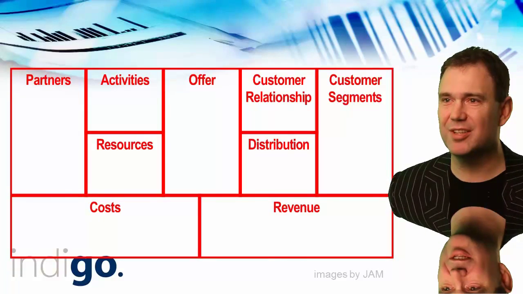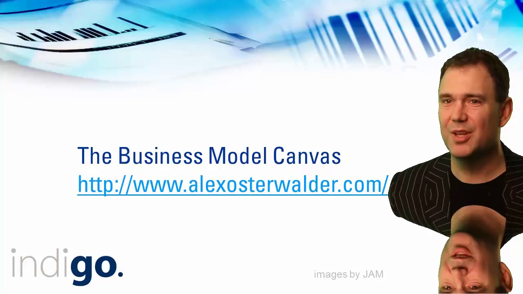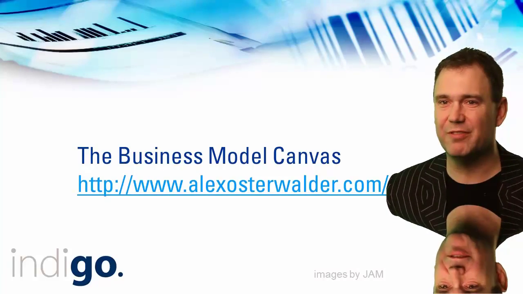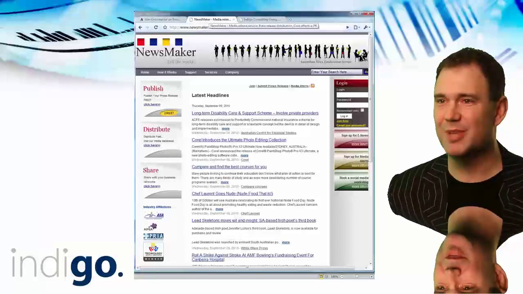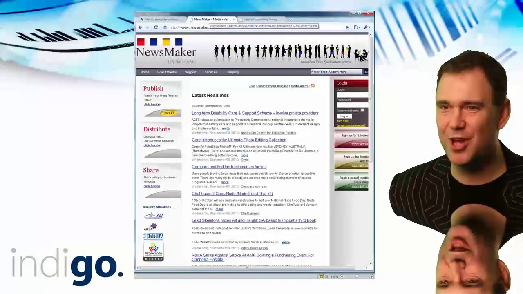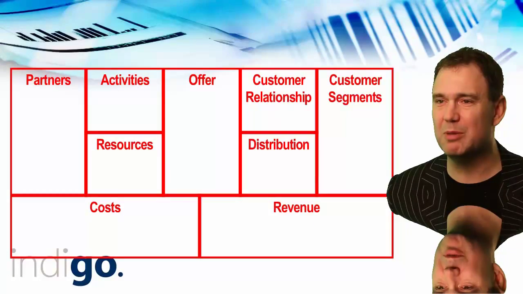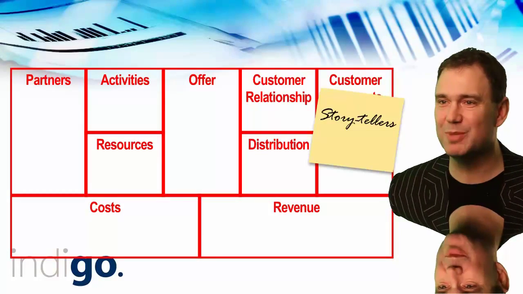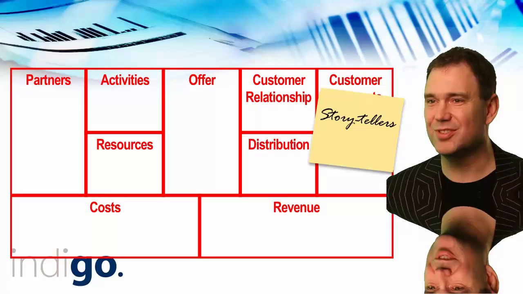Now you can start sketching out your business model. So how does it work? Let's take the business of a client of ours, Newsmaker, which is a news distribution service. Everyone needs PR, and it's a business you all should know about. So we take the business model canvas and we map, for instance, the customer segments that Newsmaker services.